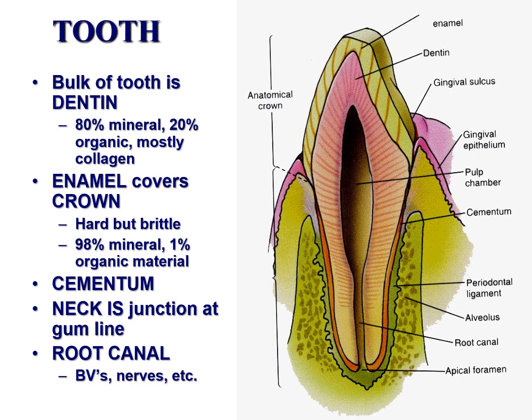The components of the tooth: the bulk of the tooth is composed of dentin. If you can see here, the dentin is present at the area of the crown, the neck, and the root. However, only the enamel covers the area of the crown, and just below here we have the cementum, which is only found at the area of the root.